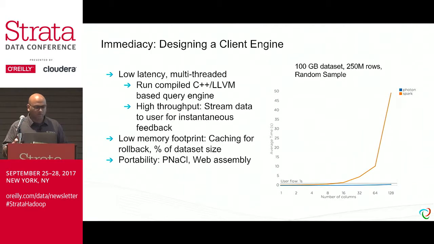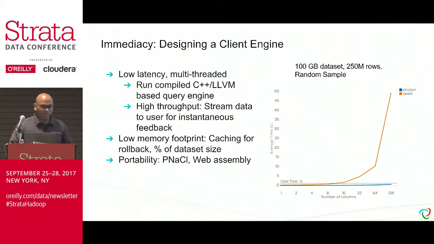So we've worked on designing a client engine, and what we've learned is for speed, you need something that's low latency and multi-threaded. So we've come up with essentially a compiled C++ LLVM query engine that has very low latency and also has a high throughput. Now, the high throughput is essentially to stream data to the user. A user is not visually interacting with the whole sample, but a part of the sample. And if you can stream that data, that tightens the loop even further for interacting.